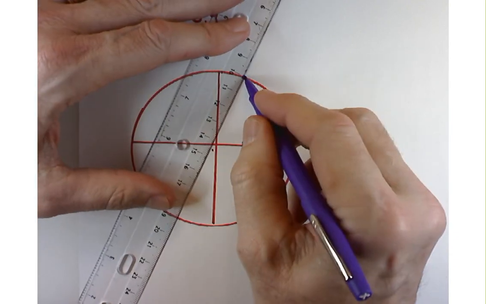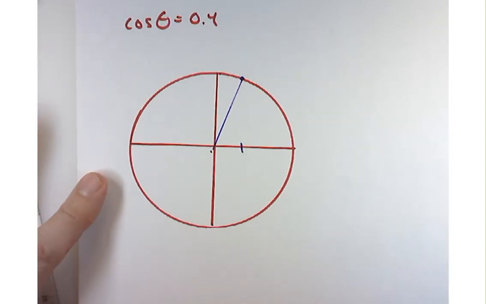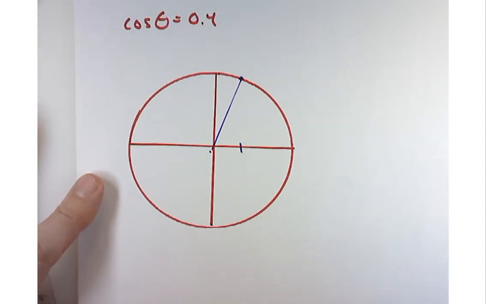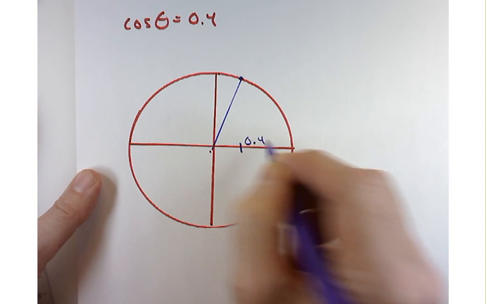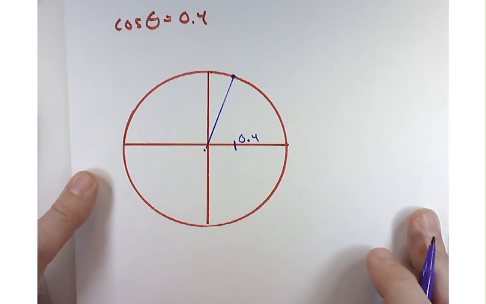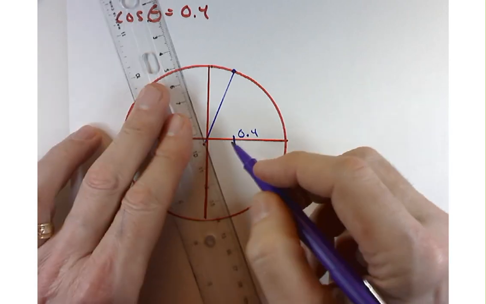One of them's going to be up here in the first quadrant. Where's the other place where they're going to have an x coordinate of 0.4? Quadrant 4? Quadrant 4. All the way down here.